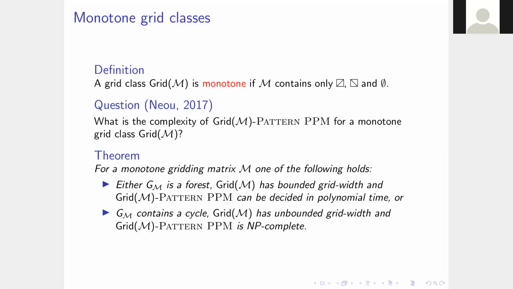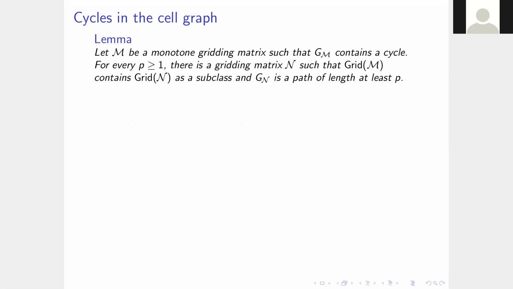So the following dichotomy. For a monotone gridding matrix M, one of the following happens. Either its cell graph is a forest, the grid class has bounded grid width, and the corresponding decision problem can be decided in polynomial time, or the cell graph contains a cycle, then the grid class has unbounded grid width, and the corresponding PPM problem is NP-complete. So we're going to focus on only one part of this, and that's when the cell graph contains a cycle. And what is the important implication of this fact? This is stated in the following lemma.